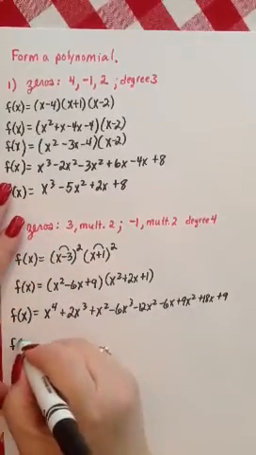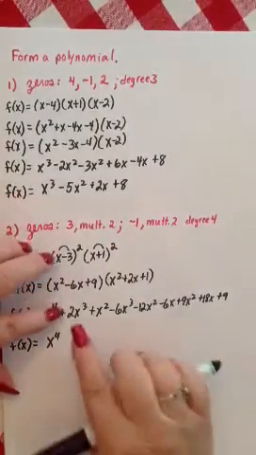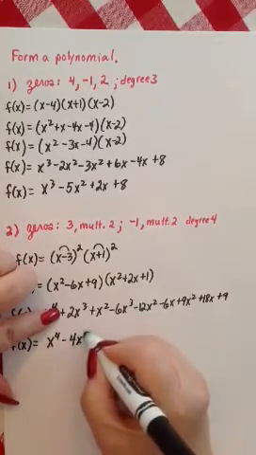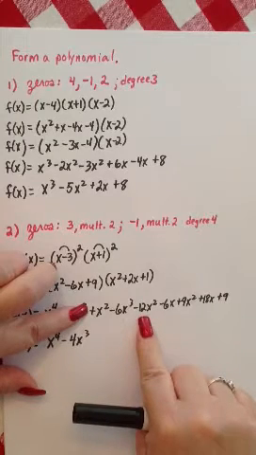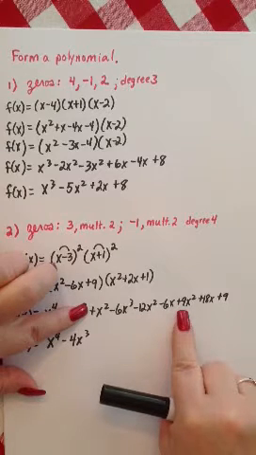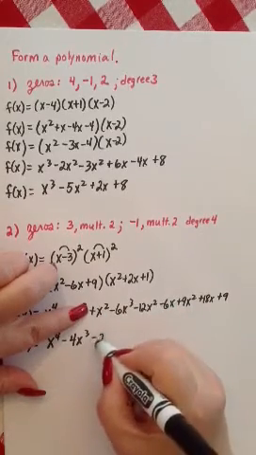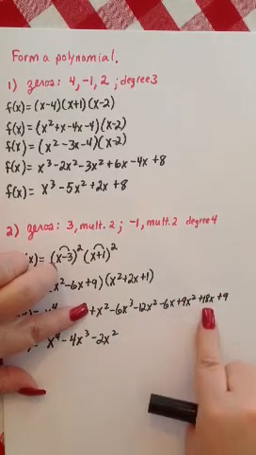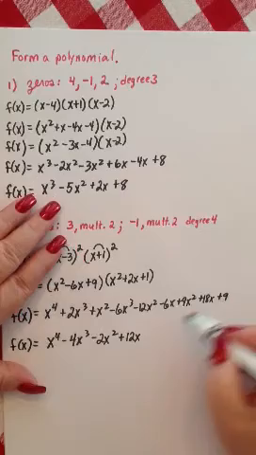All right. And finally, we just collect like terms. So I only have 1x to the fourth. I have 2x cubed minus 6x cubed, which gives me -4x cubed. I have x squared minus 12x squared, which is -11x squared. And -11x squared plus 9x squared gives me -2x squared. So all my squares are done. Then I have -6x plus 18x gives me positive 12x. And the only constant I have is 9.